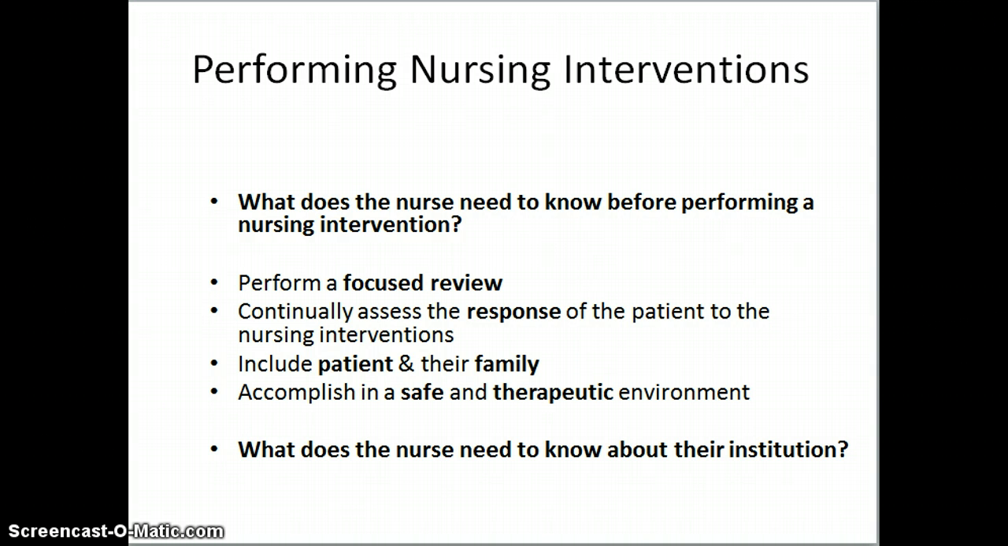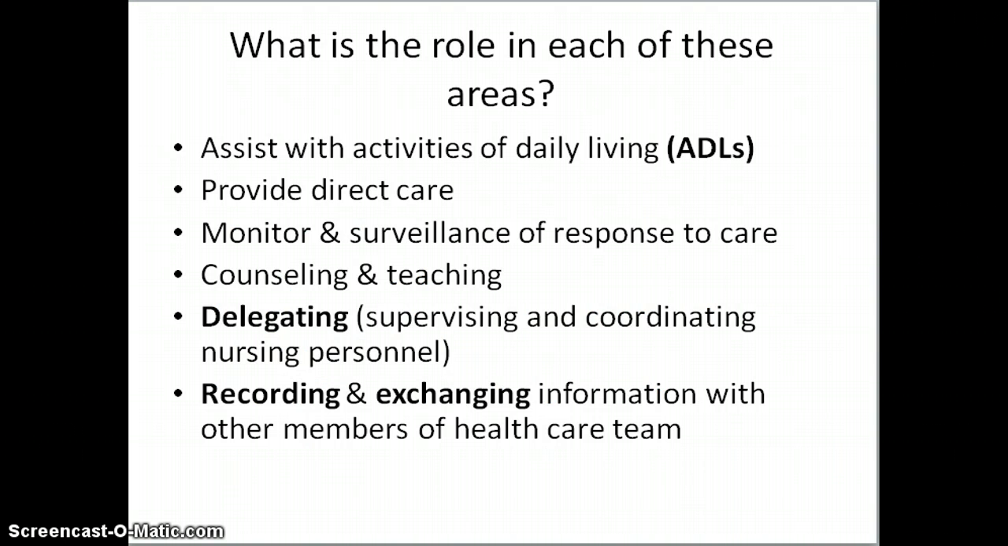if they have been unable to walk up to this point, maybe just standing and pivoting to the chair is going to be safe, but also promote circulation and promote mobility for them. So we need to know what kind of patient we take care of and what is the norm for the institution that we are working in at that time. What is the role in each of these areas?